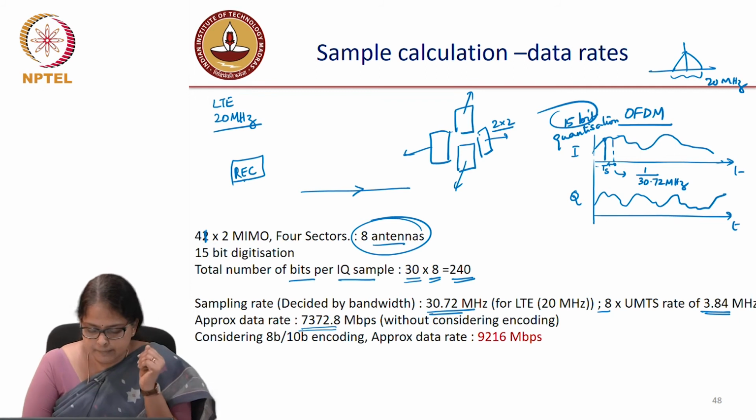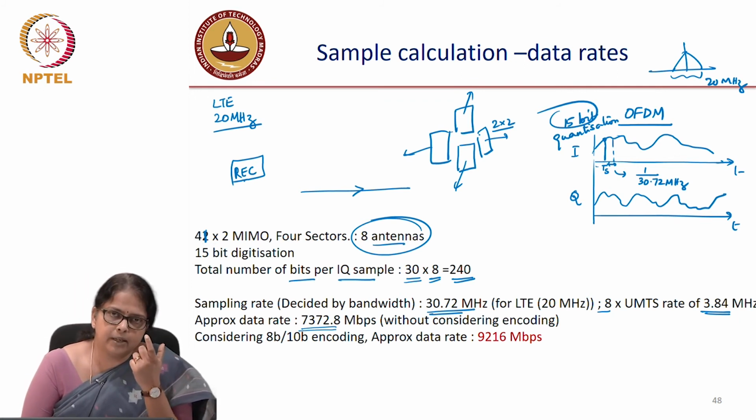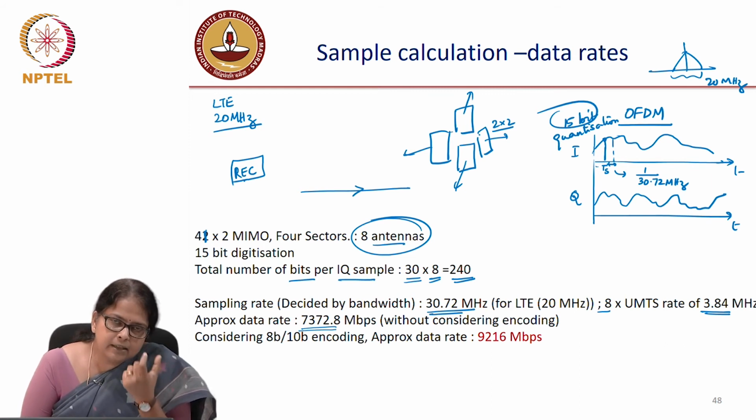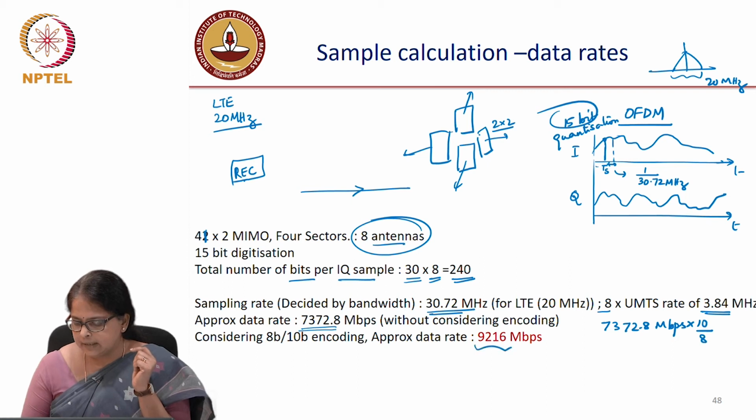So, you take a simple 8-bit, 10-bit encoding, which means that to transmit every 8 bits, you are actually transmitting 10 bits. The remaining 2 bits are used for encoding. So, assuming that simplest 8B/10B kind of encoding, the approximate data rate will be 7372.8 Mbps multiplied by 10 divided by 8, which is approximately 9.2 gigabits per second.